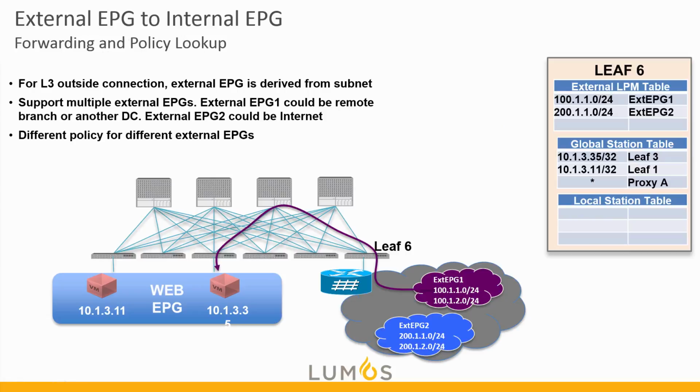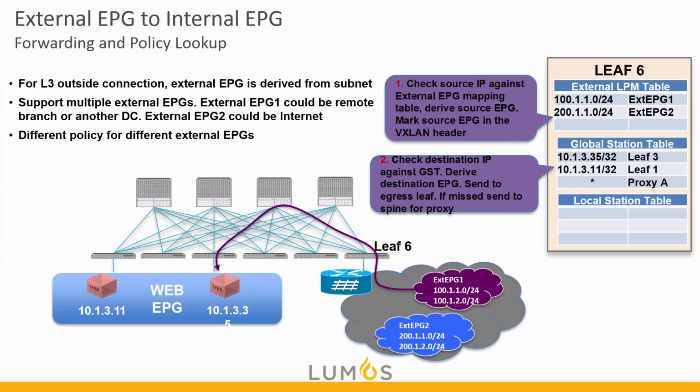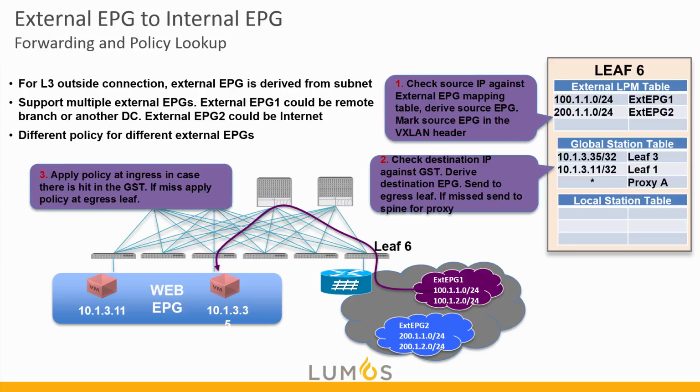Now let's take a look at from external EPGs to the internal EPGs. So for this, the external EPG again is going to be derived from the subnet. We're going to check the source against the LPM table, and we'll derive the source EPG and mark it in the VXLAN header. And then the destination will be checked against the global station table. And again, we'll send this to the egress leaf. If there's a miss, we'll send it to the spine for proxy service lookup. And then at the egress, we'll try to apply policy at the ingress if there is a hit in the GST, but if there's a miss, we'll apply policy at the egress leaf.